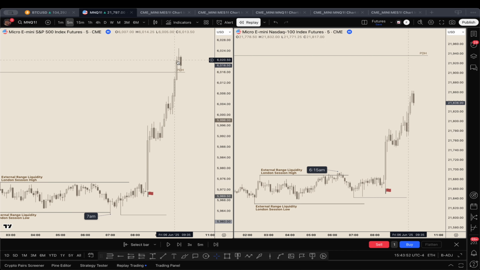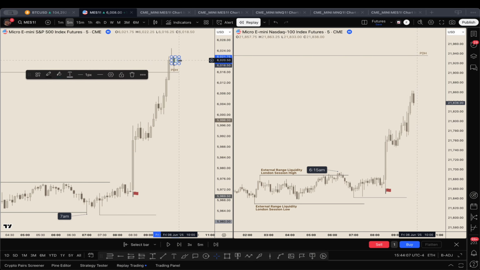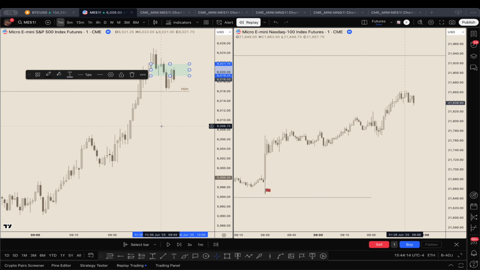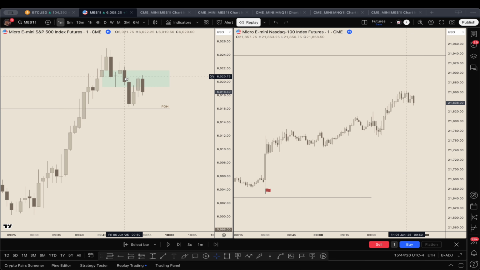After getting this raid on liquidity, I began looking for just the first bearish engulfing that formed, and that actually happened right here. This was shortly after 9:50. From there, I dropped down to the 1 minute and began looking for an entry. If you take a look at the left chart, there is a small imbalance here.